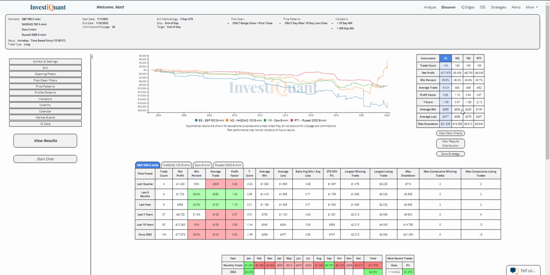The NASDAQ has larger average wins. For the Dow and the Russell, the average loss is larger than the average win. So 3 out of the 4 instruments have larger average losses compared to their average wins, and all 4 of the instruments have win rates below 50%, with the S&P being the weakest at 40%. So generally speaking, this has been a bearish pattern historically into the close.